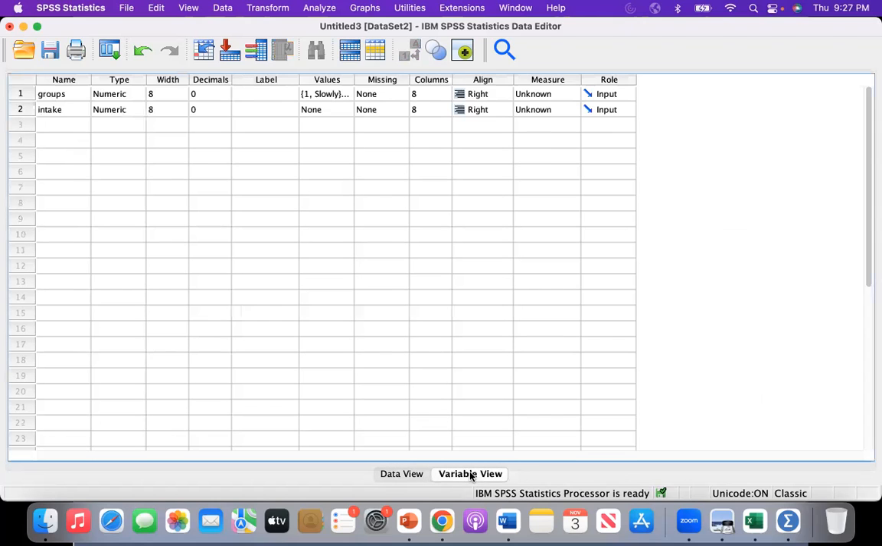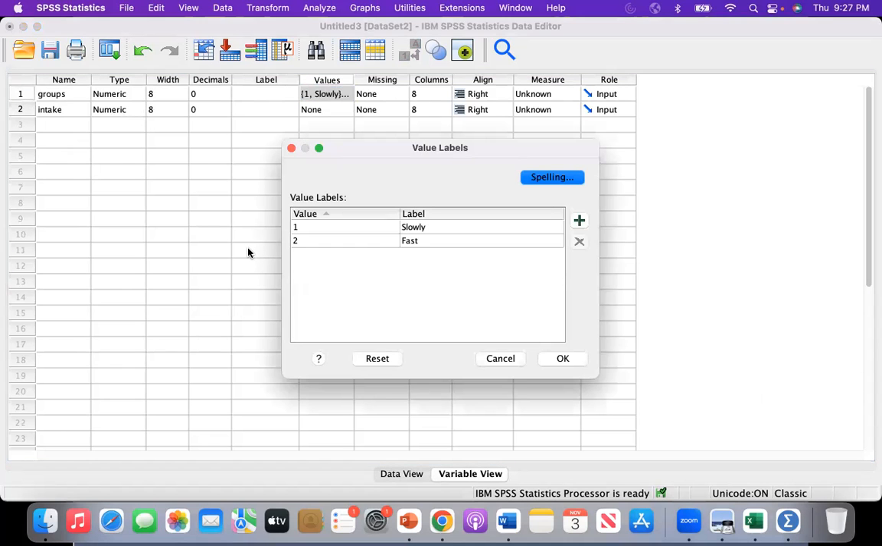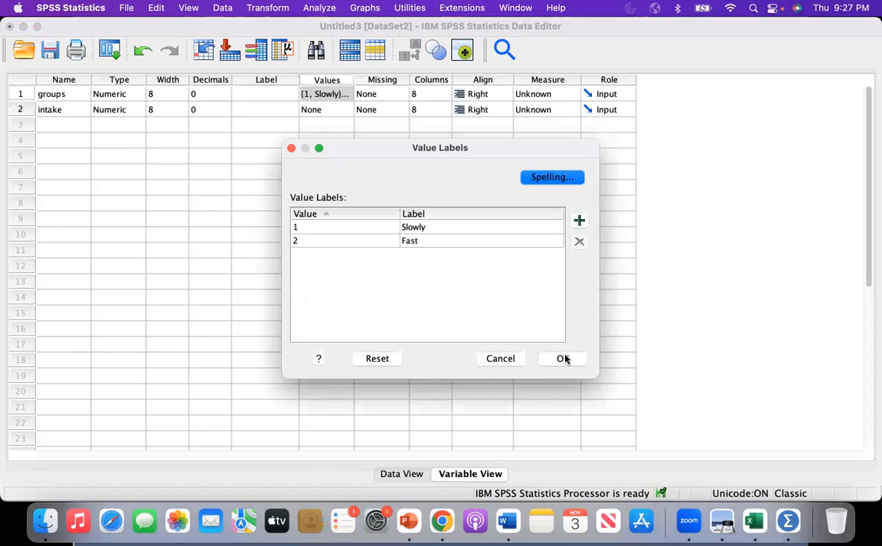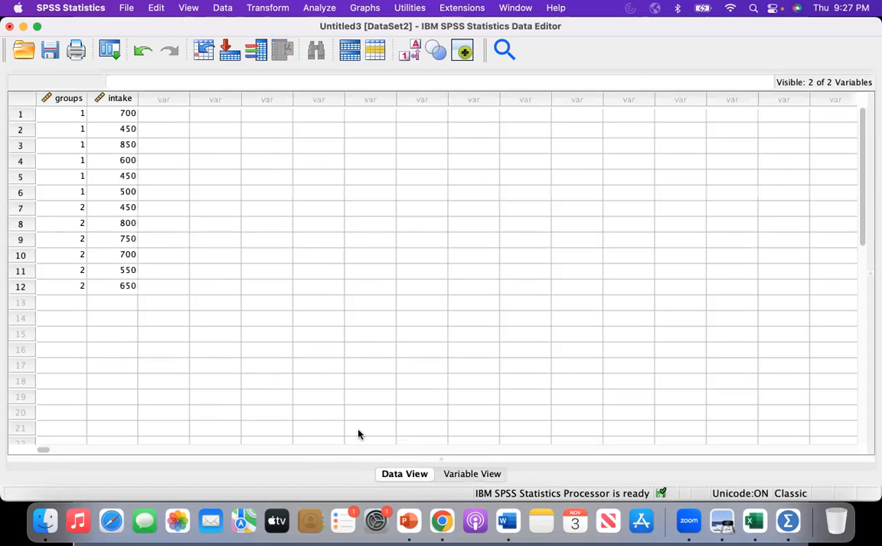The values right here, 1 and 2, slowly and fast. You could put eating slowly, but we know. You could write group eating slowly, group eating fast if you wanted. It would still work. After that, that is just those 2 groups, slowly and fast. The data view looks like this, and these are our numbers. As you can see, the first 6 are slow and the last 6 are fast, and those are the number of calories that they consumed.